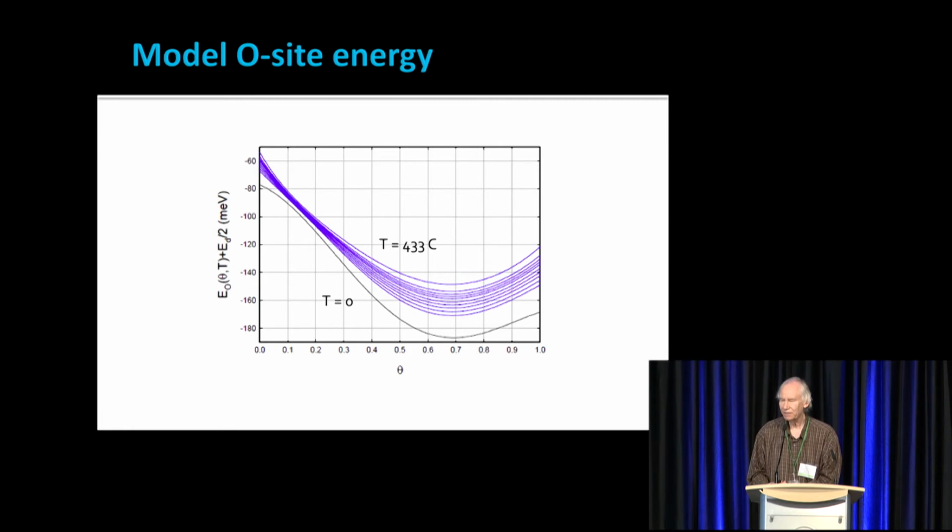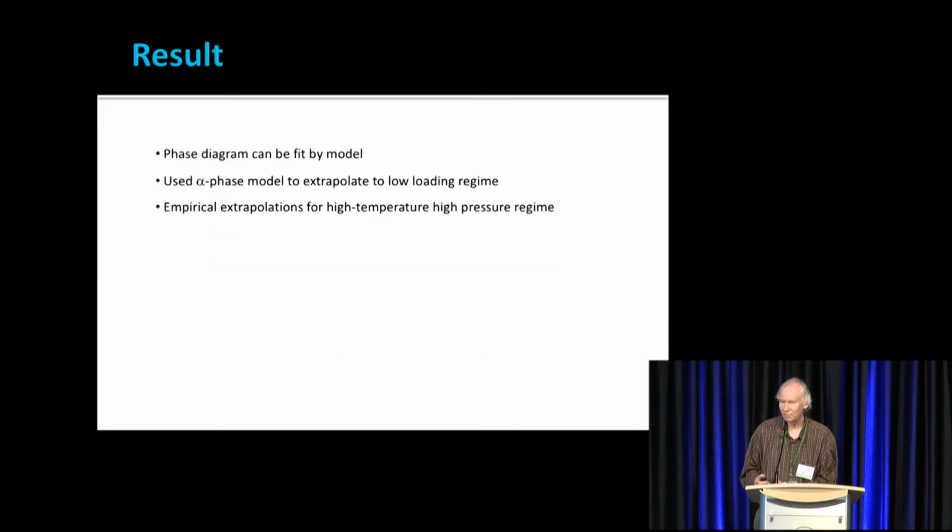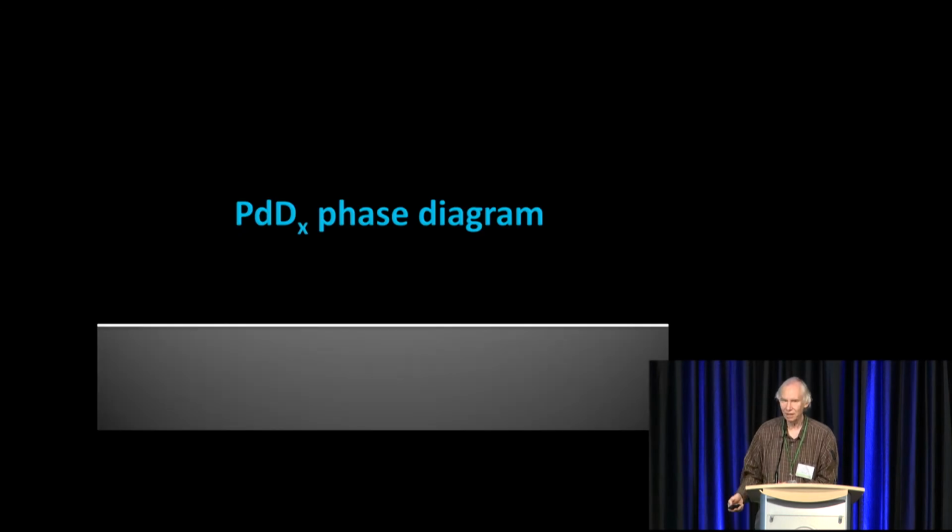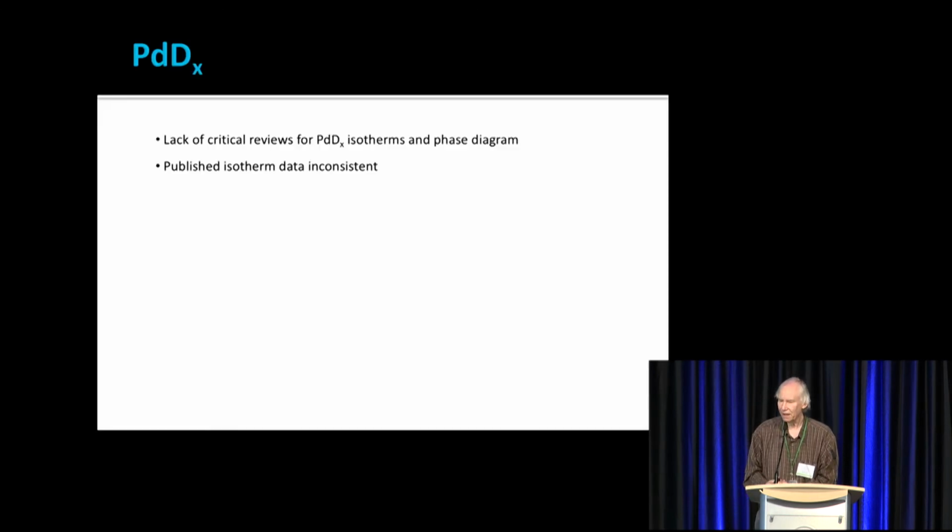At high loading, the curves go down, they come back up. I get some splitting at the different temperatures. And the splitting I attribute to occupation of different configurations. There's more to be said about this, which we'll come back to before too long. There's some question about whether the empirical extrapolations at the high temperature, high pressure regime are accurate.